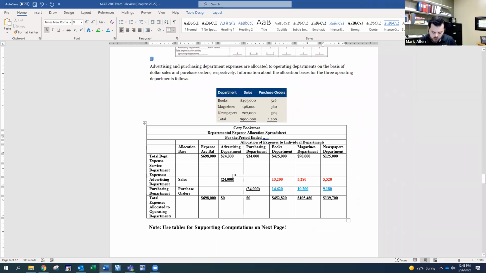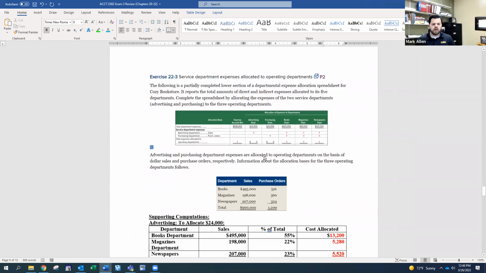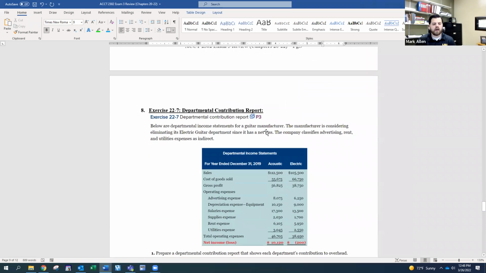Okay, with that problem done, we are done with our expense allocation, and we're now ready to move on to our departmental contribution report. So here we go. Oops, forgot I went back a page.